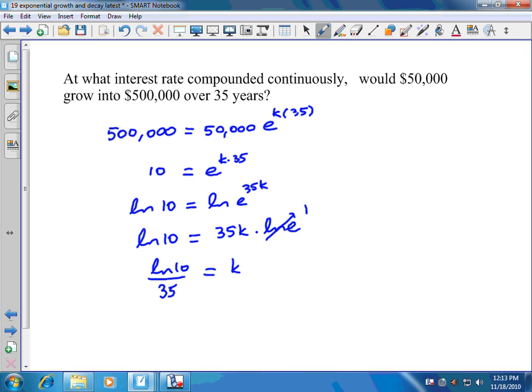And I'm getting k equals 0.0658. But typically interest rate is given, I would say at most to the nearest tenths. So let's just say that this is roughly 0.066. In other words, 6.6% interest.